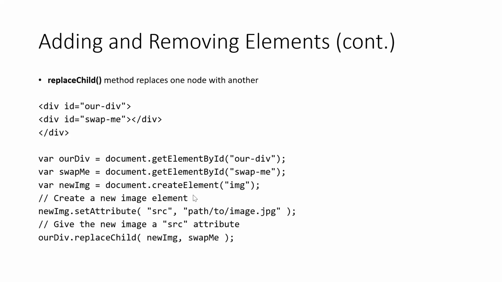Then replaceChild. So you can change one node with another one. So let's look at this. We have a div, and its ID is swapMeDiv, and within this div we have another one. Now we'll get the first one, this is the second one, then we create an image, and then we set the image src, and then you are going to change with the new image to swapMe, right? So the new image replaces the child swapMe.